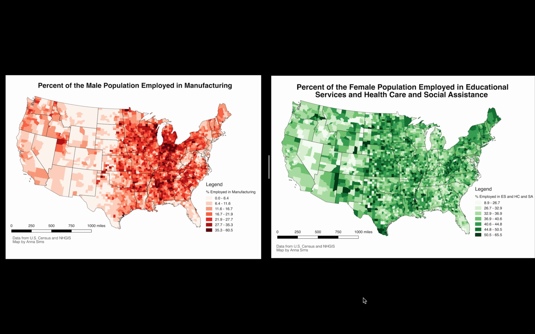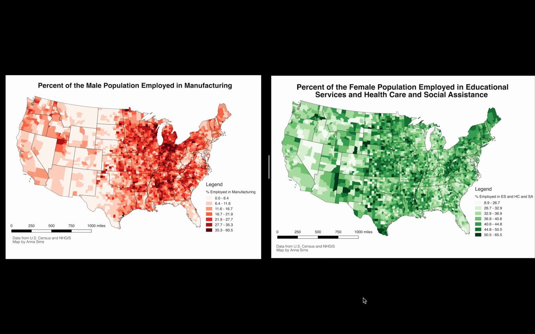So in order to keep that bias out of my maps, I made a rate out of the populations. To make this rate for the males, I took the percent of the male population employed in manufacturing and divided it by the total male population and multiplied it by 100 in order to make it into a percent. I did the same thing for the females, where I took the amount of female population employed in educational services and healthcare and social assistance and divided that by the total female population and multiplied it by 100, again to make that into a percent as well.